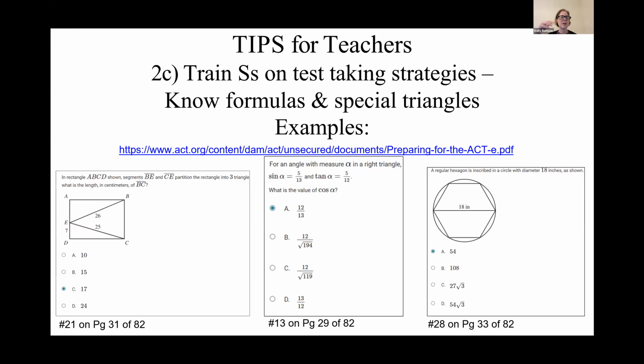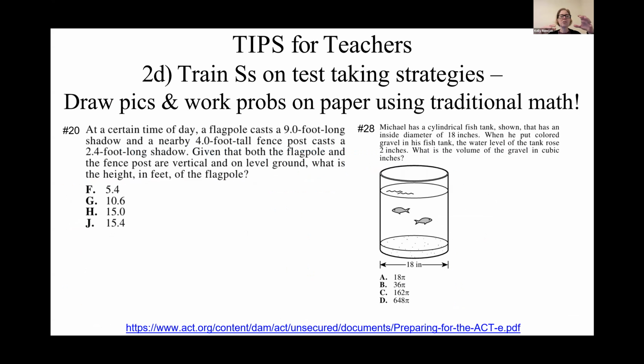So in this first problem, boom, if they know their triples and they know multiples, they can get this done fairly quickly. The second one is with SOHCAHTOA, another Pythagorean triple. So having students work traditional type math problems, having students draw those pictures. Number 20 is definitely one to work out on a piece of paper, just traditional math.